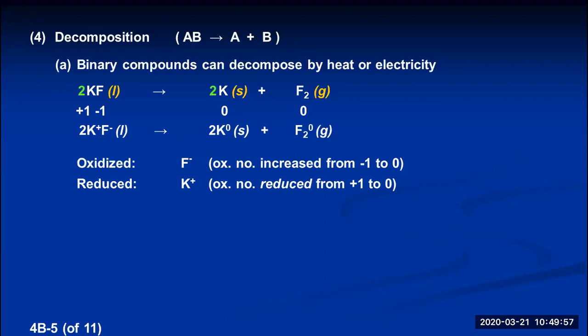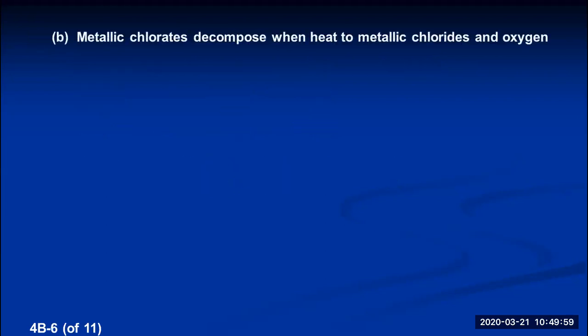There's a second type of decomposition reaction I would like you to know, and it's a more complex one. It's the decomposition of a compound called a metallic chlorate. And metallic chlorates decompose when heated to form metallic chlorides and oxygen. And we'll do one example of this for you.